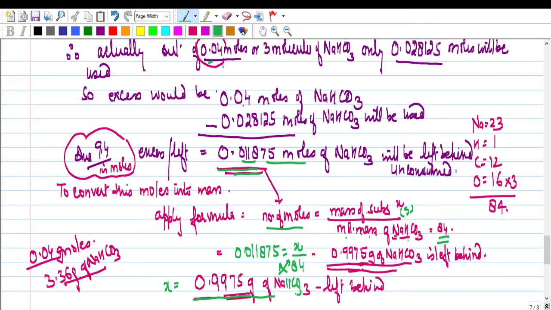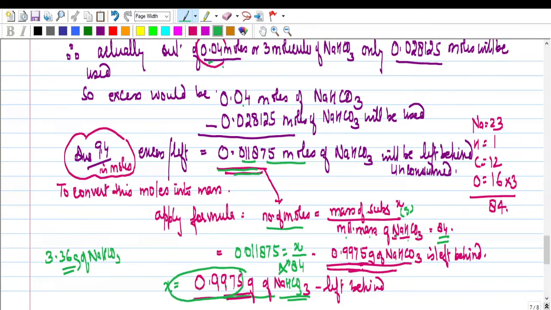sodium bicarbonate. So this much grams will be left behind. We have how much? We have 3.36 grams. So the question says we have 3.36 grams of NaHCO3, out of this much grams is in excess. Is this clear? Thank you.